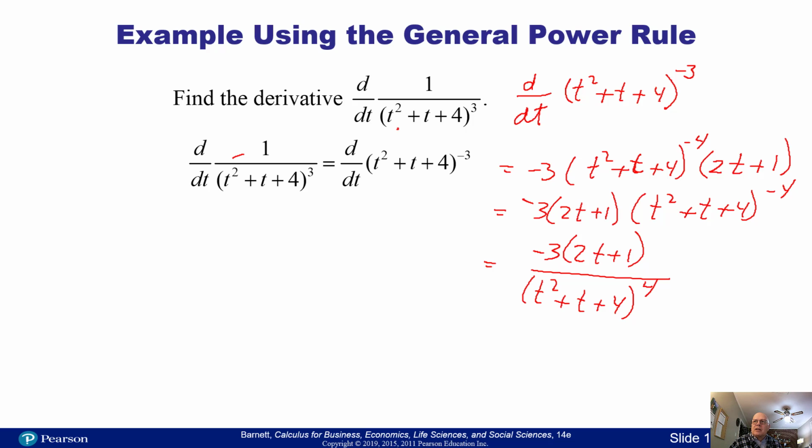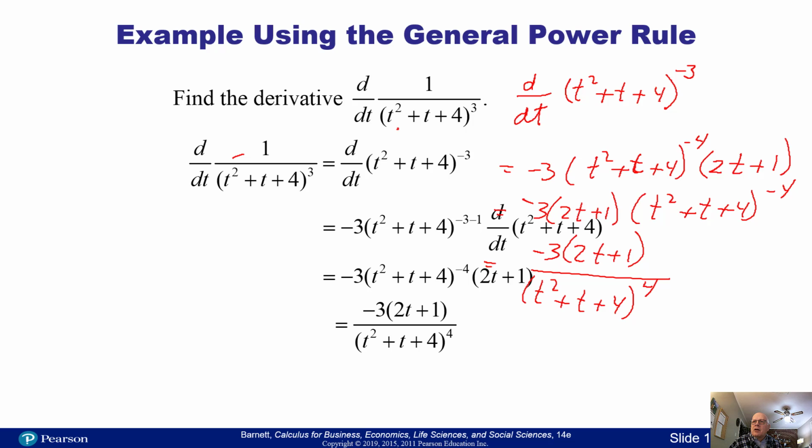Let's see if they got it right. Rewrite. Use the power rule. Take the derivative of what's inside. Rearrange it a little bit, and you can see they got exactly the same thing. So give them a hand on that one. They got it right.